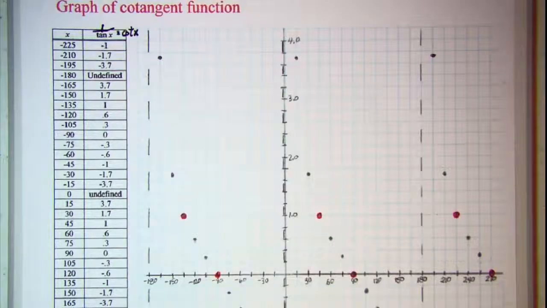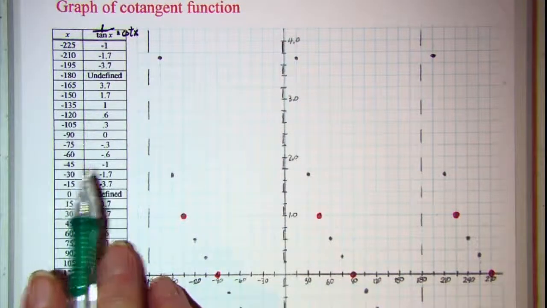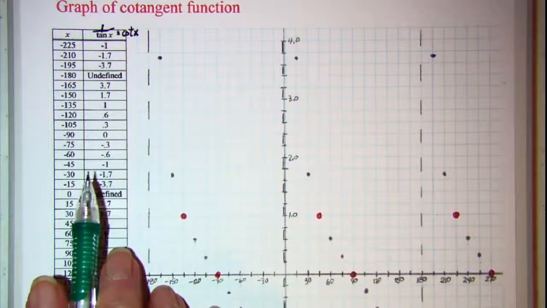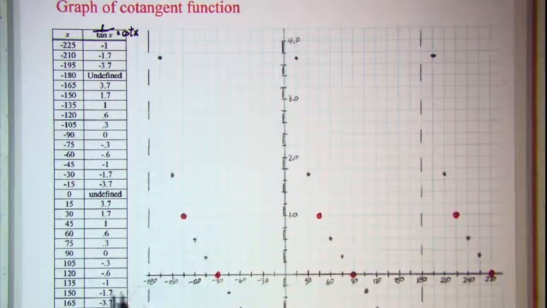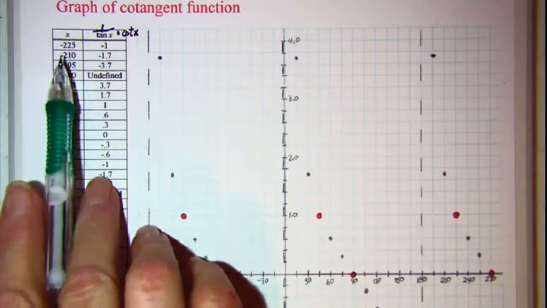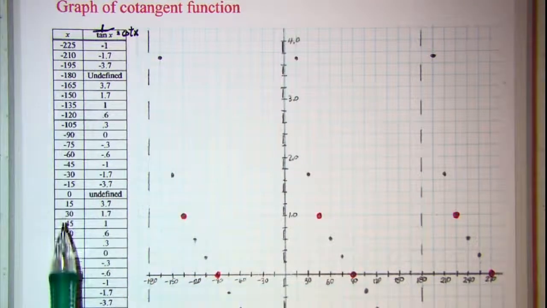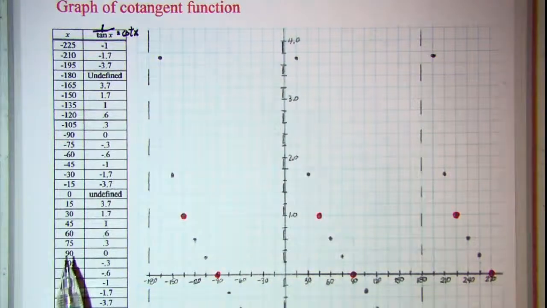In this video, we'll be talking about the graph of the cotangent function. As you can see, I've done an XY chart and plotted the points for the values of cotangent x. My x values are in degrees. I did that because students are usually more familiar with degrees than they are radians.